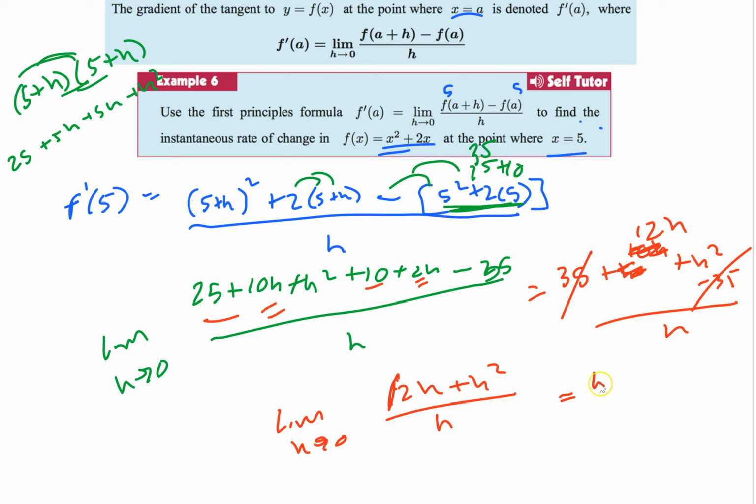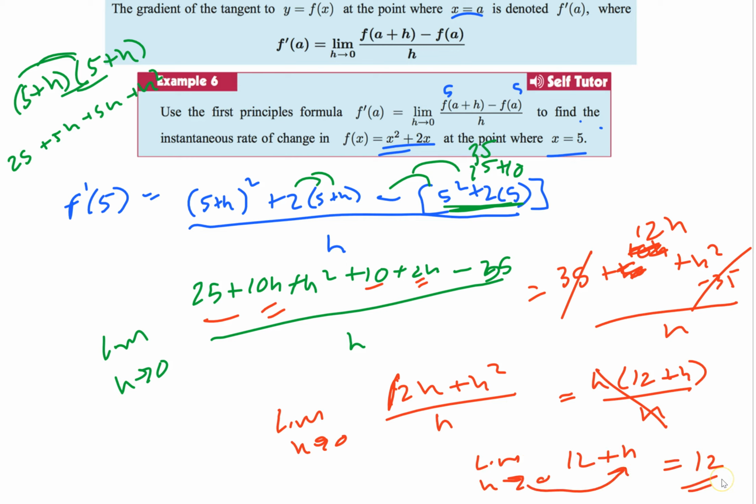So you factor it. The h is gone. I have a limit as h approaches 0 of 12 plus h. Plug in the 0, and I get 12. And that's how you get the answer.